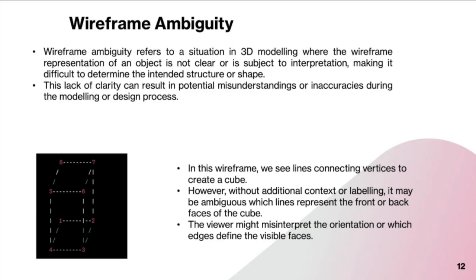Even when you see a cube representation here, the vertices are plotted here. In this wireframe, we see the lines connecting the vertices, creating a cube. However, without additional context or labeling, it may be ambiguous which lines represent the front or back faces of the cube. Just like that, when you go back to that picture, we never know if the building is facing the front or back. So those are some viewing misinterpretations we can face with a wireframe.